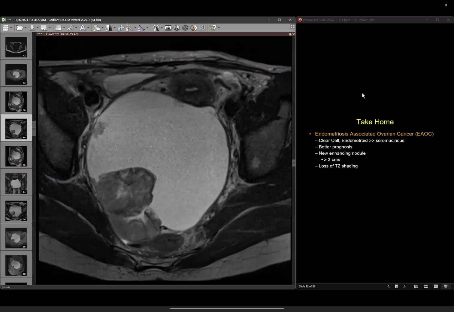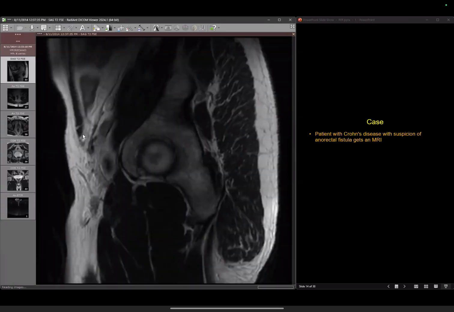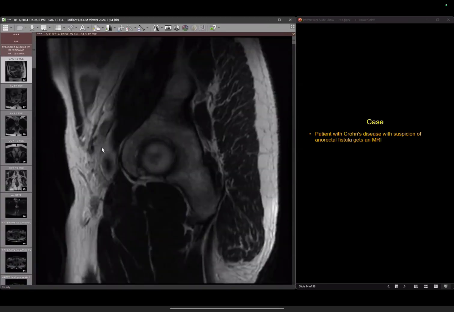So the next is for Upasana, and again, this is also MR related, but there is an important take home point here. This is a patient who has known Crohn's disease, and the patient comes in with a suspicion of an anorectal fistula. Typically these patients get an MR for an anorectal fistula. So I'm going to show you the MR. Are you comfortable, Upasana and Ishan?